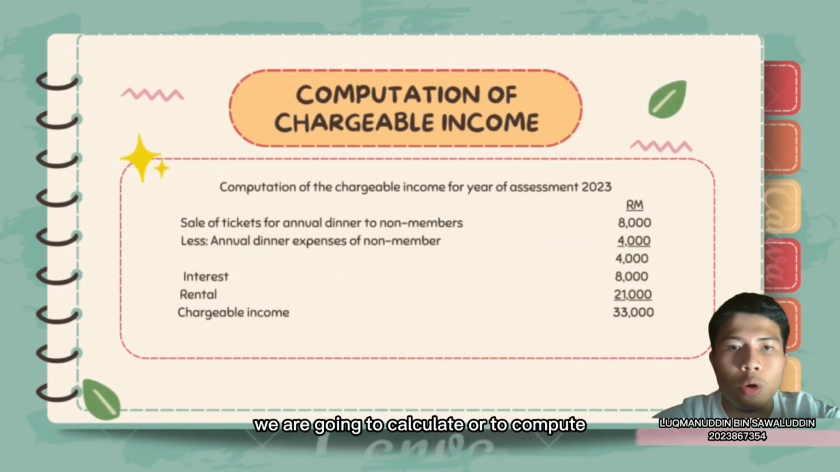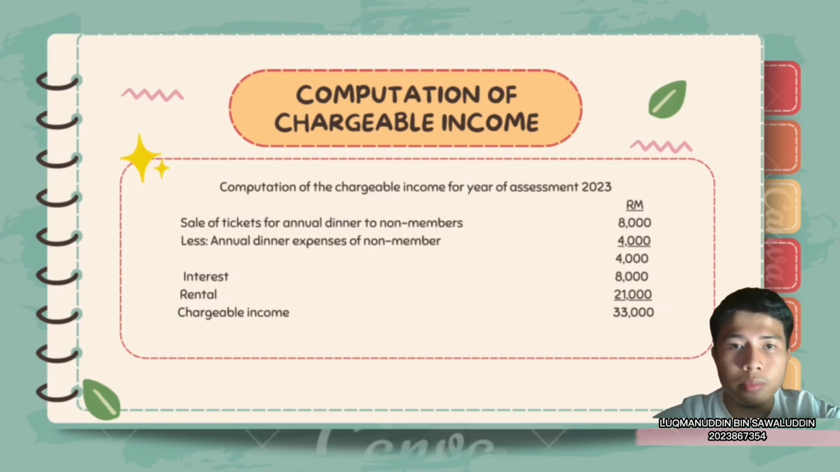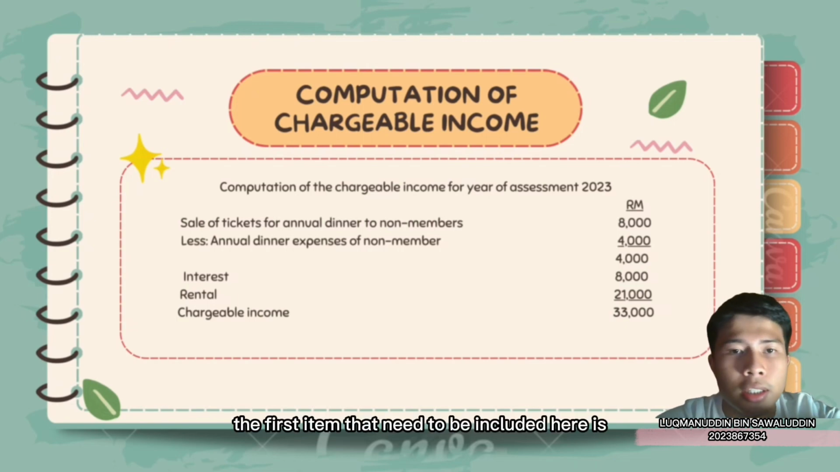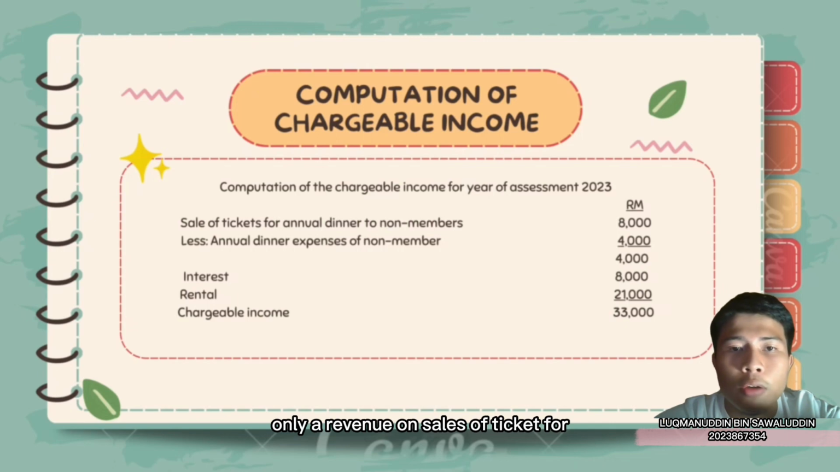Alright, lastly, we are going to compute the chargeable income for the year of assessment 2023. The first item that needs to be included here is the sale of tickets for annual dinner to non-members, amounting to 8,000 ringgit. Only revenue on sales of tickets for annual dinner to non-members needs to be stated here because it is taxable. Meanwhile, the sales of tickets for annual dinner to the members are not taxable as stated in the public ruling, and we need to deduct the annual dinner expenses of non-members amounting to 4,000 ringgit, and we get an amount of 4,000 ringgit.